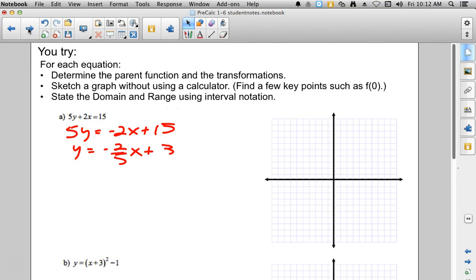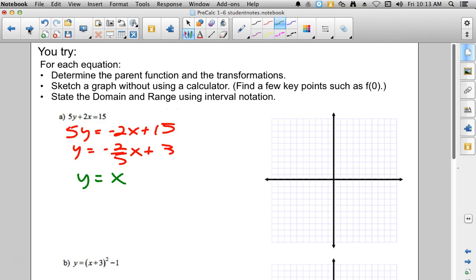All right, so there is the graph. We don't do a lot of parent function stuff with lines, but our parent function is always that perfect diagonal through first and third quadrant line, which is just y equals x. Now, if I follow the order of operations to talk about the transformations of this line, I'd have to do this multiplication piece first. This -2/5 is my a.